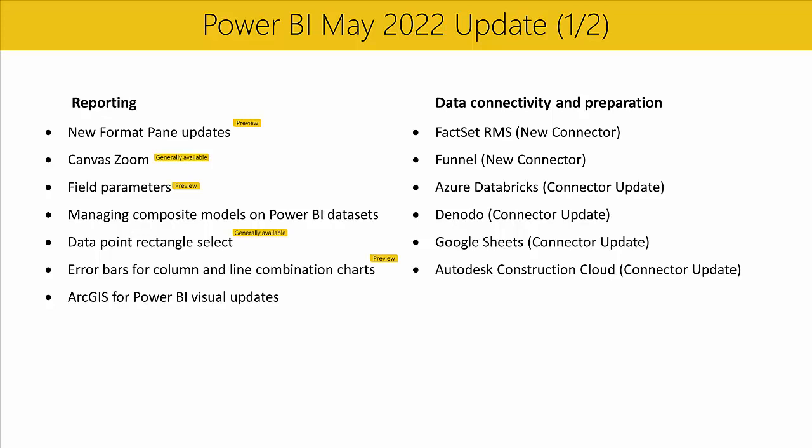We're also excited to release the Funnel connector. Funnel makes it easy to report on your marketing performance, collecting data from all platforms across your customer journey, from advertising to analytics to social to CRM. Transform and clean your data with recommended and custom rules, then send it over to Power BI for insights. With this integration, Funnel helps more marketers and analysts take full control of their reporting stack and make more data-driven decisions. Next, we've also updated the Azure Databricks, Denodo, Google Sheets, and Autodesk Construction Cloud connectors.